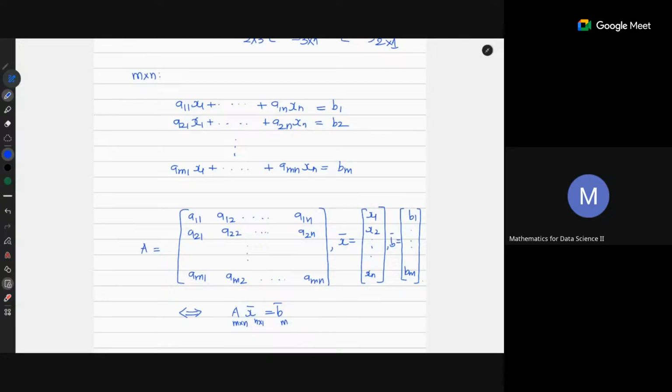Thanks. Yeah, I changed that. It is B1 to BM. So it is M cross 1 matrix. It is not M cross 1. Yes, Mahima.